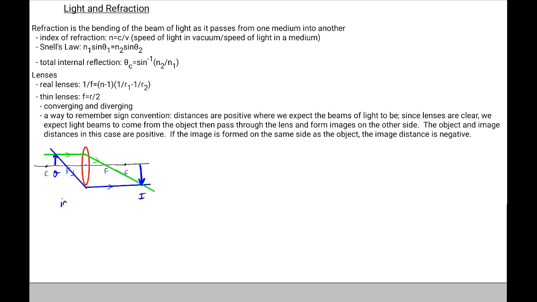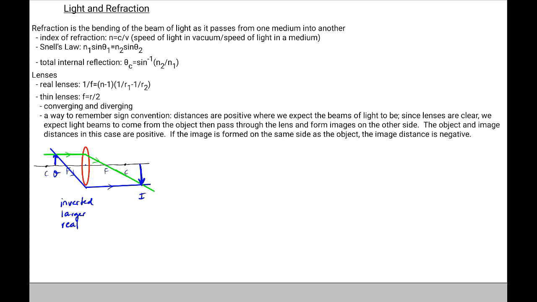the image is inverted, it is larger by the looks of it than the object, and it's on the side of the lens that we expected a real image to form, so the image is real. All right, let's look at a different scenario.